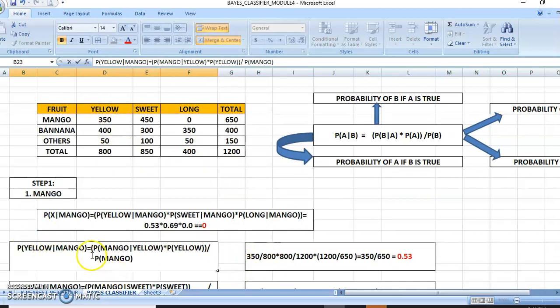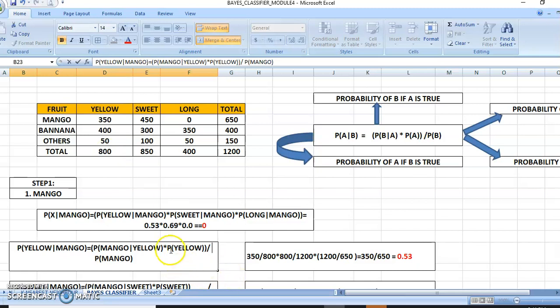Okay, so what is the probability of mango being yellow? Probability is given by the sample value divided by the total sample space, so it goes accordingly as 350 by 800.